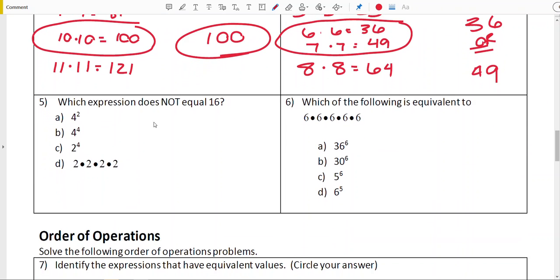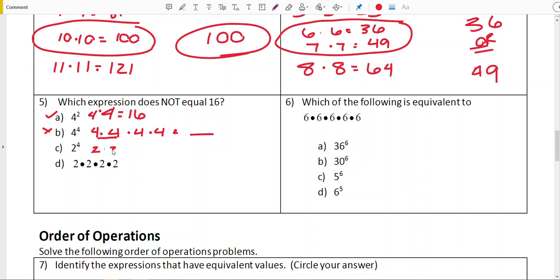Continuing to scroll down, which expression does not equal 16? If I look at this, 4 to the 2nd power is written out as 4 times 4, which gives me 16. So A works. 4 to the 4th power, I write that out as 4 times 4 times 4 times 4. Well, I already know that these first two 4s multiplied together give me 16. And if I continue multiplying by 4, I'm going to get something rather large, greater than 16. So B is probably not equal to 16. But let's double check the other ones.